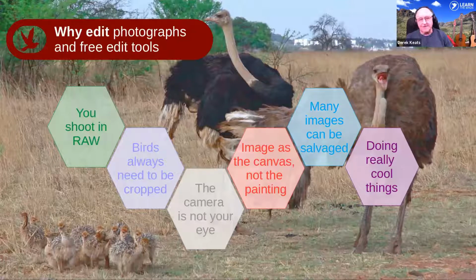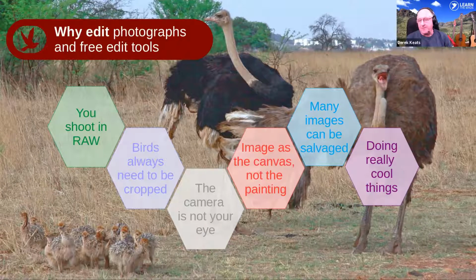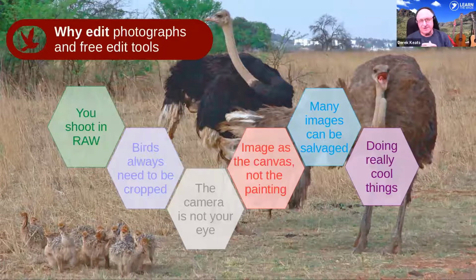So now, having gotten that out of the way, why would we want to edit our photos? Well, obviously, we might shoot in RAW. Typically, when we're shooting birds, we can never get them exactly positioned in the viewfinder, so we almost always have to do some cropping. Also, the camera is not your eye. You may look at something and see it a certain way, but the camera sees it a different way. And just as in the film days, when you had to process the film, you still have to do some processing of the images to make them best.